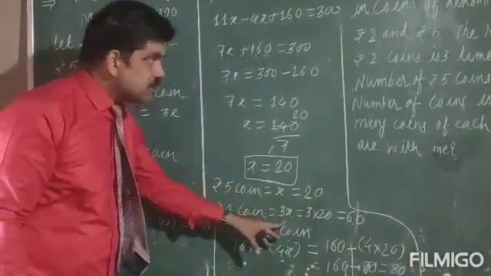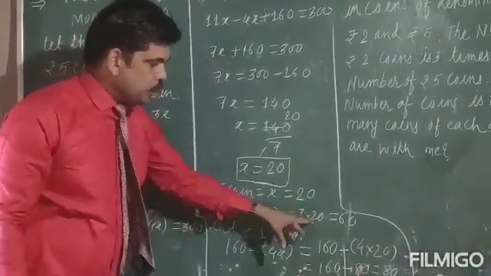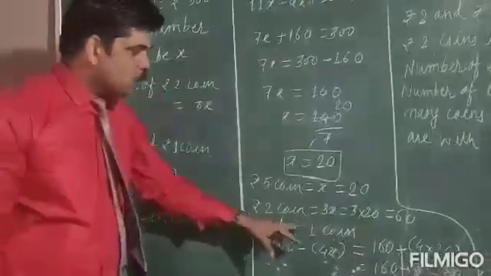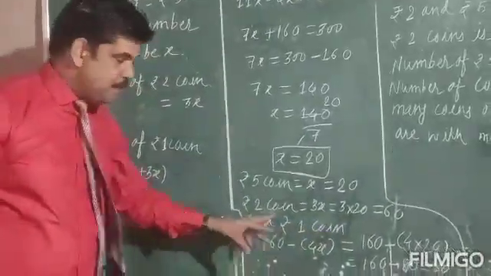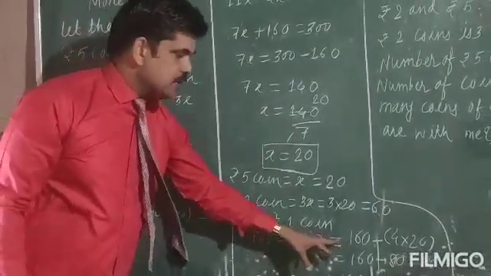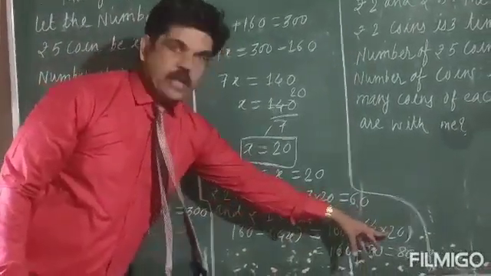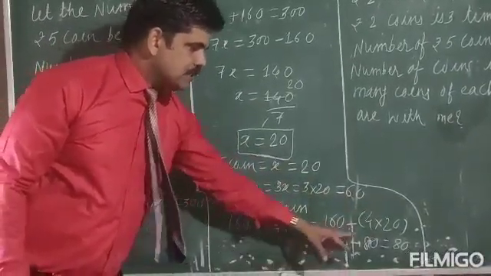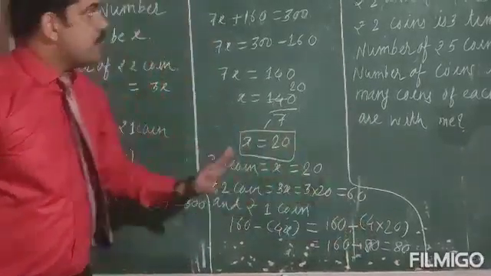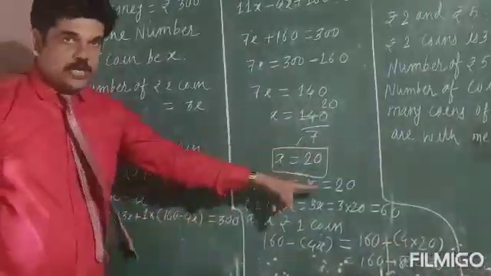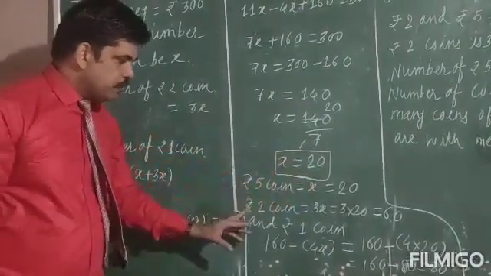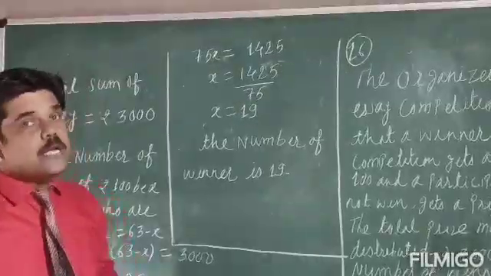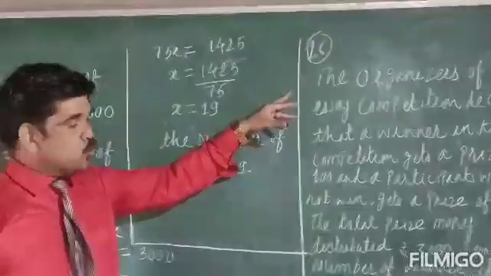Rupees 2 coins are 3x according to that statement, so 3 into 20, the value of x, will be 60. And rupees 1 coins were 160 minus 4x. This is very important. It is equal to 160 minus 4 into 20, putting the value of x there. So 4 into 20 is 80, and 160 minus 80 is 80. Therefore, rupees 5 coins are 20, rupees 2 coins are 60 and rupees 1 coins are 80.